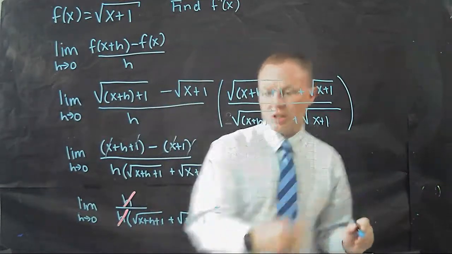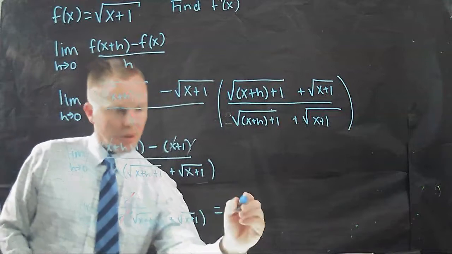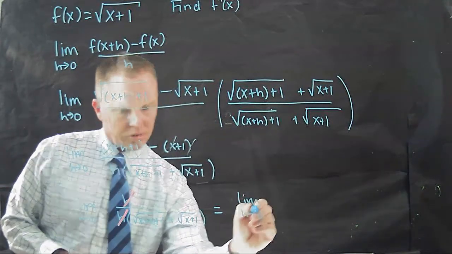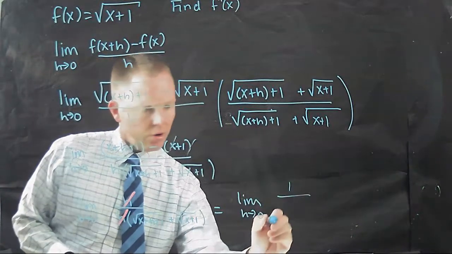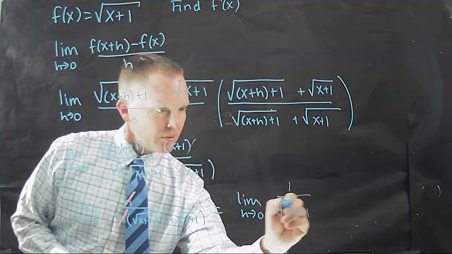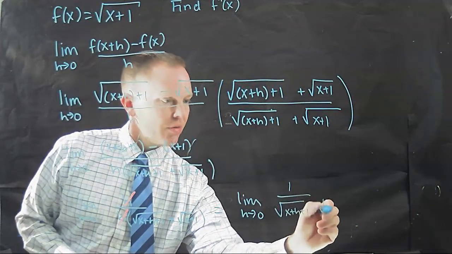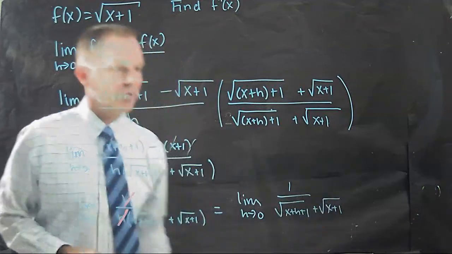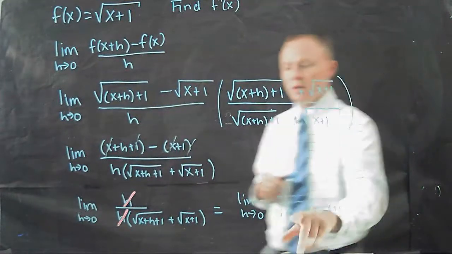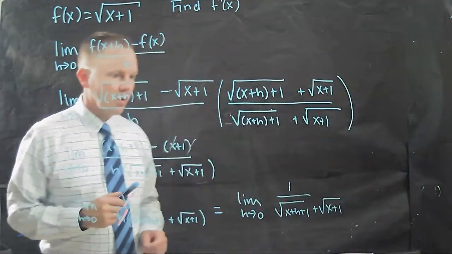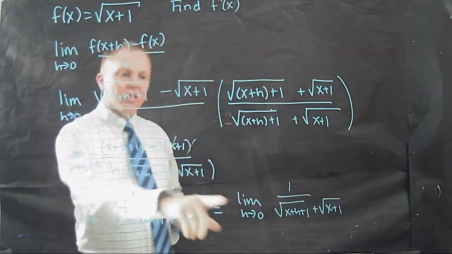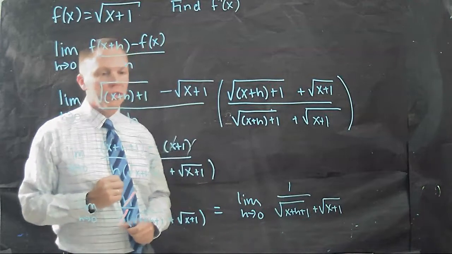I'm going to go across here. Also, you'll be able to see it better. So I'm going to say this is the limit as h goes to 0 of 1 over the square root of x plus h plus 1 plus the square root of x plus 1. Now, look at this expression here. Can you now compute this just by substituting in 0 for h?